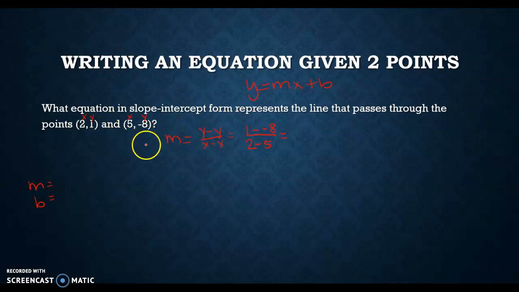Again, it doesn't matter which order you pull them as long as you pull from the same point first so that you get your x comma y vertically. Now that I do this math, I've got 1 minus a negative 8, which is 1 plus a positive 8, so I get 9 on top. And then I'm going to have 2 minus 5, which 5 is bigger. So I'm going to have 3, but since 5 is bigger, it's going to be a negative 3. So now I have 9 divided by a negative 3, which is negative 3. And that is our slope. So now I can put in for m is negative 3. And I know that right now. So that's step 1. Find slope.